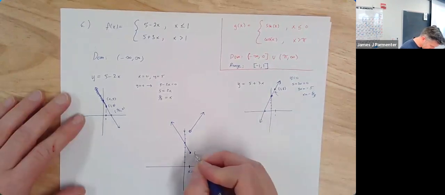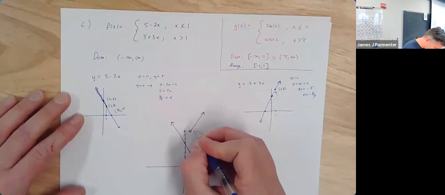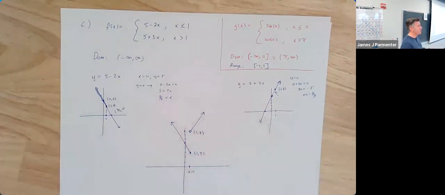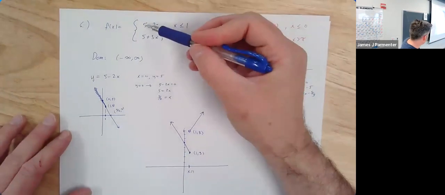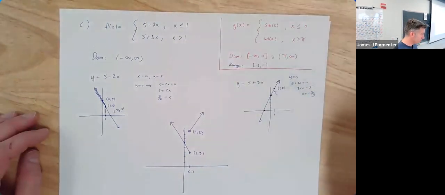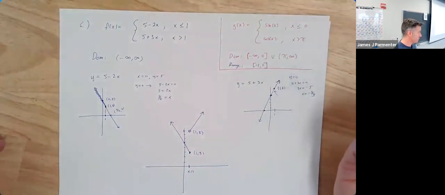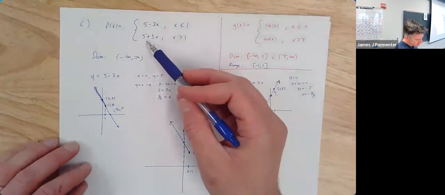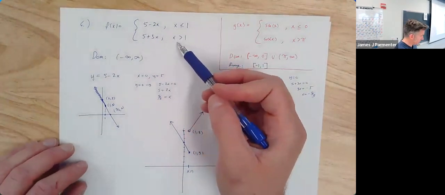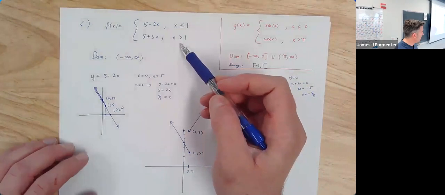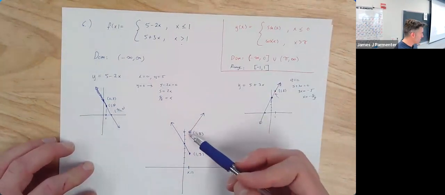Yes, for sure. So the way I got the 1, 3 and the 1, 8: typically when you have a piecewise function, the breakpoints are points where you need to figure out what the values are. So what I did was I took the left piece here and I plugged in x equal to 1. When I plugged in 1, 5 minus 2 was 3. And even though the second piece isn't defined for x equal to 1, I'm still going to plug in 1 there to see where I would be starting.